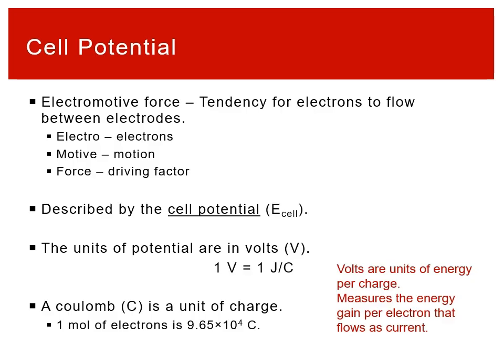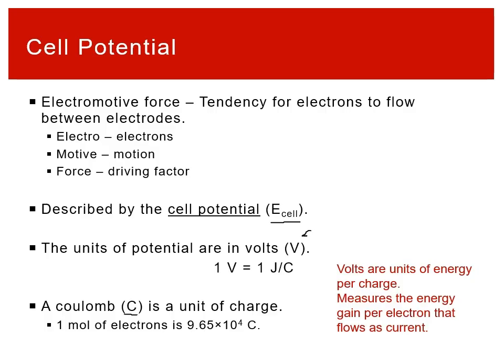And our symbol for that is going to be a capital E with cell as a subscript. So E cell is going to be the cell potential. We measure this in volts, so voltage, if you're familiar with electricity. And 1 volt is 1 joule per coulomb. So a coulomb is a unit of charge.